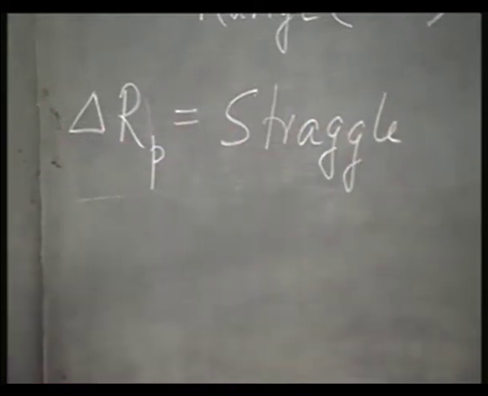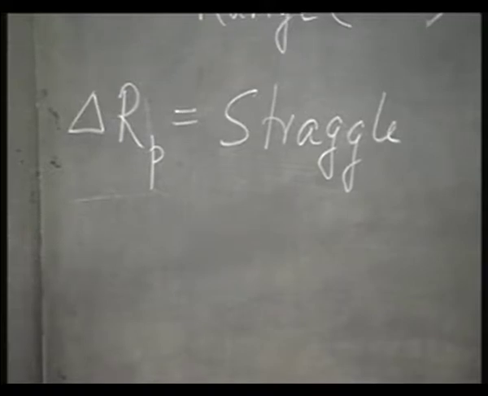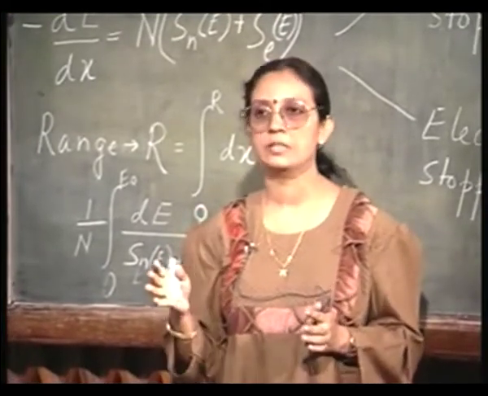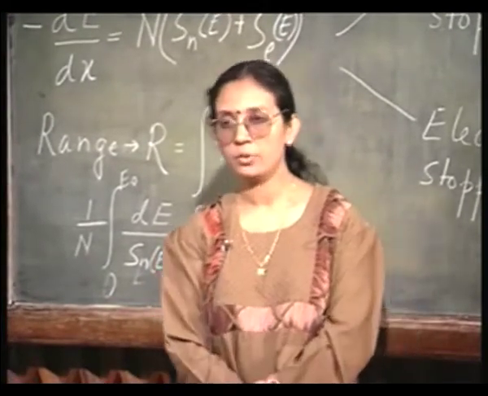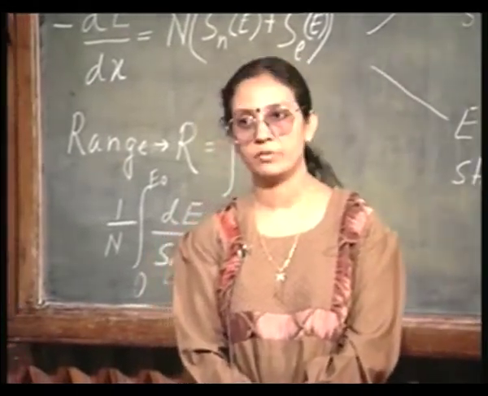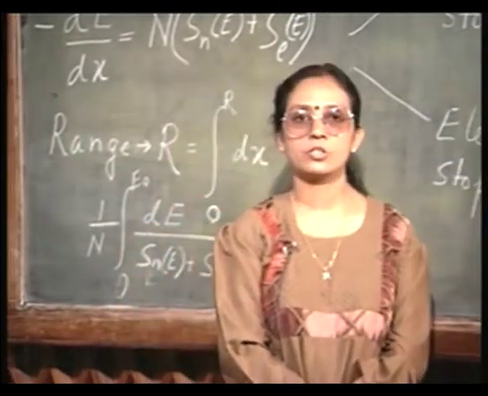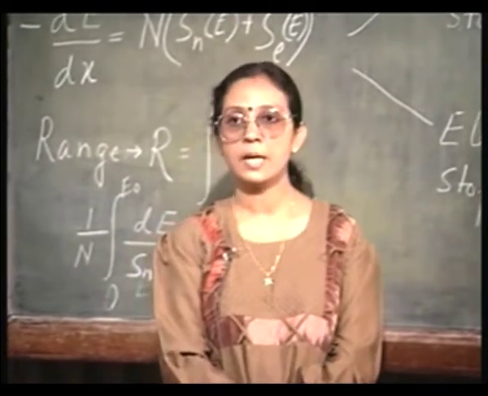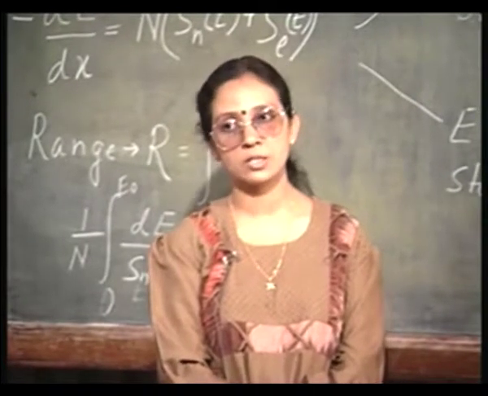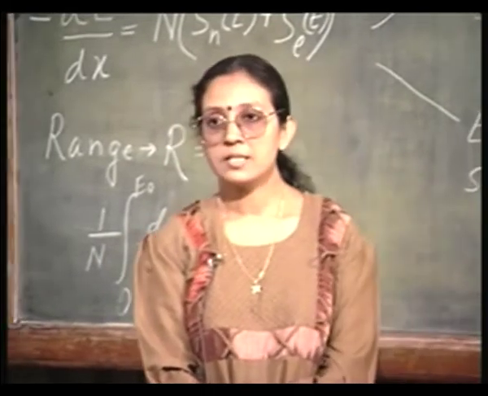You know the meaning of the word straggle? It means sort of deviation. I mean, you know, deviation from the mean, so to speak. That is the straggle, which actually in proper statistical term is the standard deviation. Okay. So, any ion implantation process is going to be characterized by these two factors, the mean value of the projected range or Rp and the straggle, that is delta Rp.